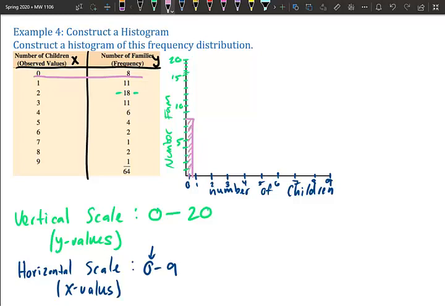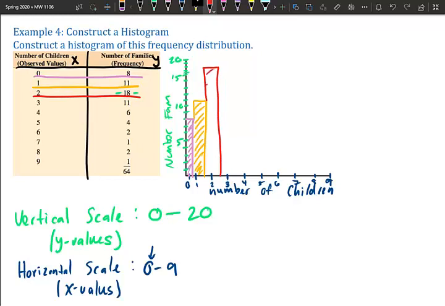So it's kind of small. And then 11 families had 1 child. Okay. Keep going. 18 families said they had 2 children. 11 families had 3 children.